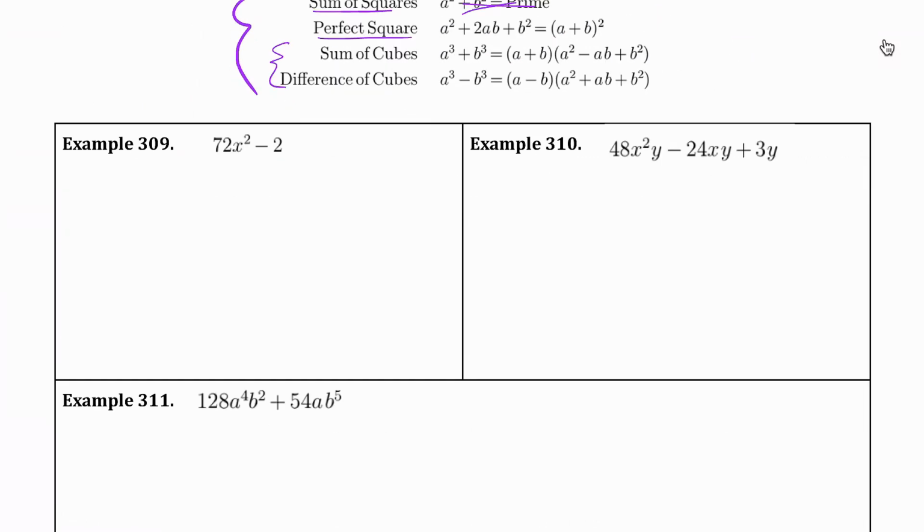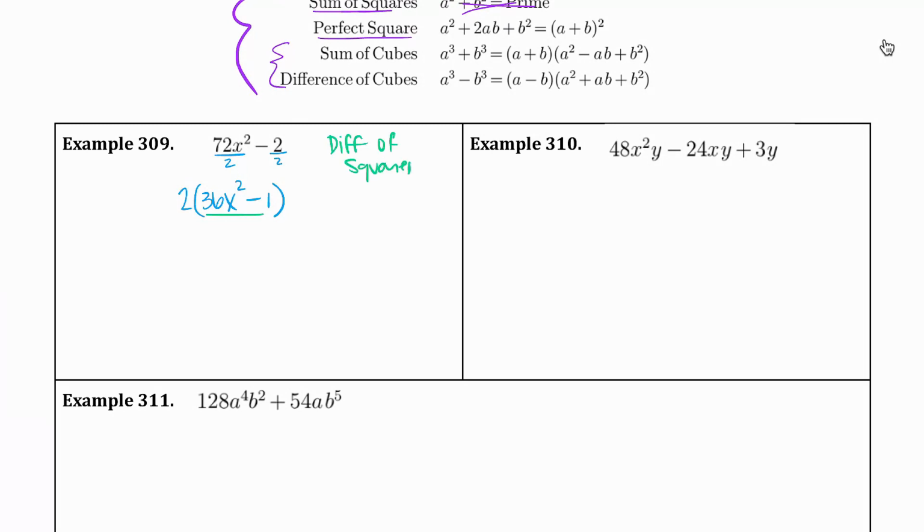Okay, so for our first one, let's first try to recognize what's going on here. The first thing we do for any factoring problem is look for a greatest common factor, because at first glance, this doesn't look like any of those special products. But we do have a greatest common factor of 2, so we can take a 2 out of each. And I'm left with 36x squared minus 1. Well, now if we look at this, we do have the difference of squares.